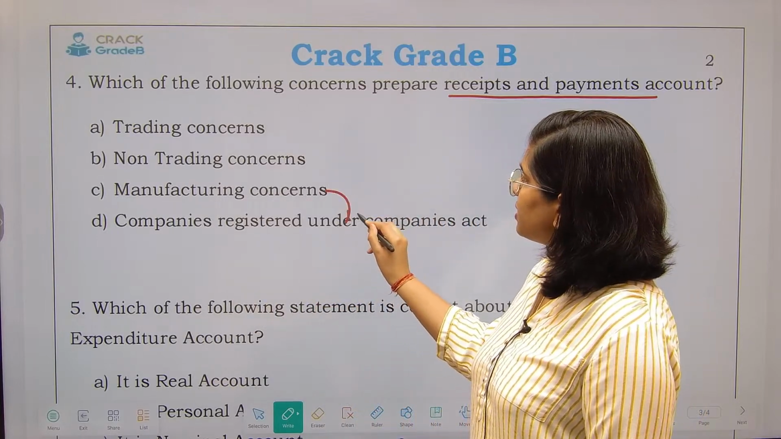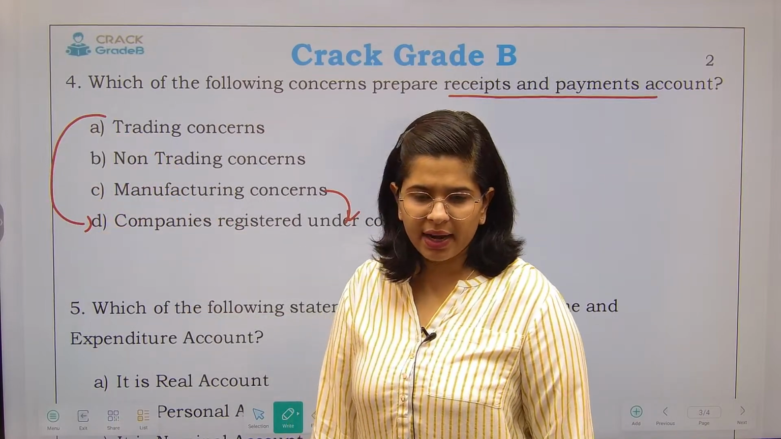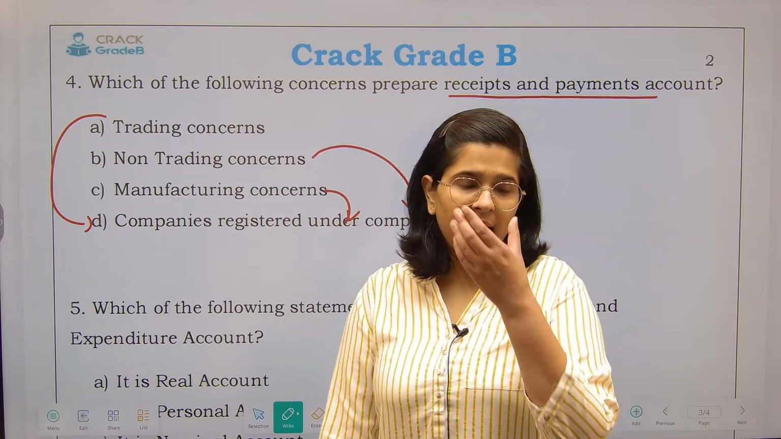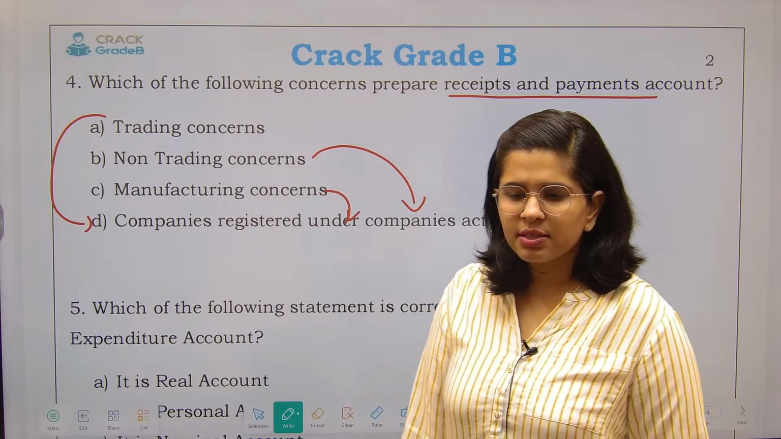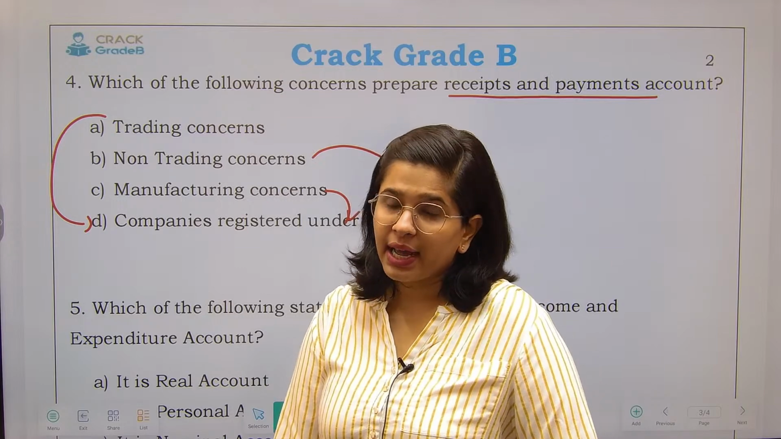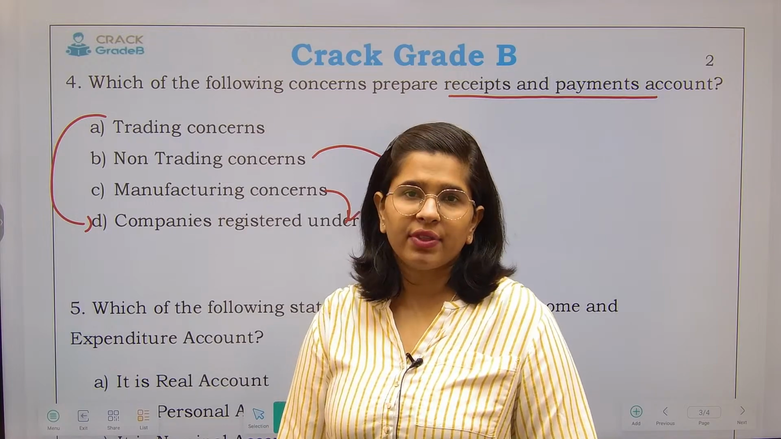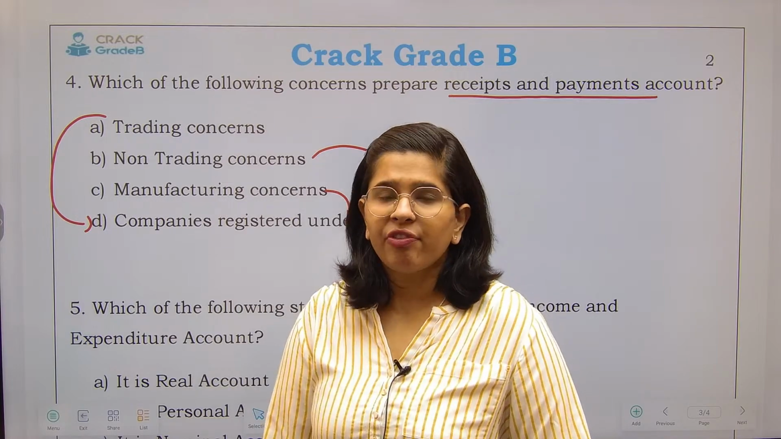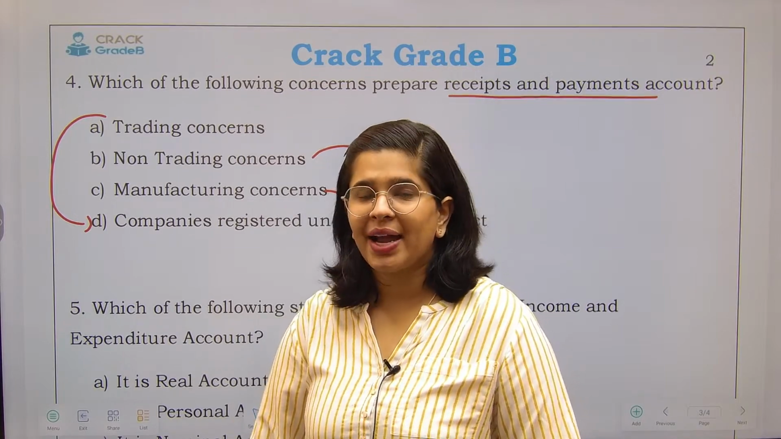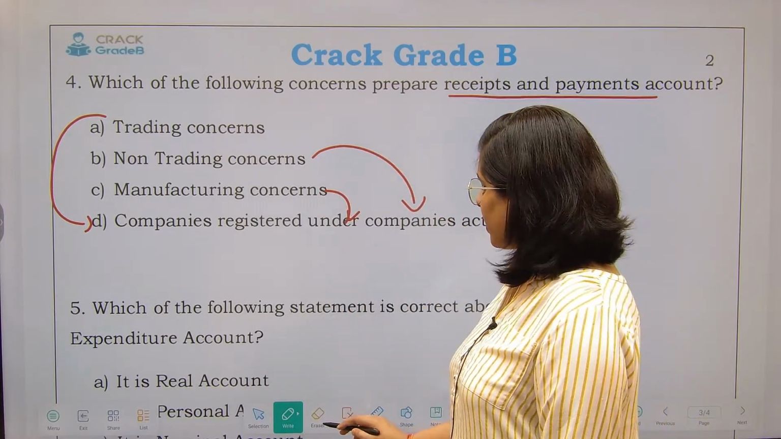So manufacturing concerns can also be registered. Trading concerns can also be registered under the Companies Act. Fine. Non-trading concerns can also be registered under the Companies Act. I have told you non-trading concerns means organizations like not-for-profit organizations. Those who work for welfare purposes, they do not have the intention of making profits. Profit making is never their intention. They just want to do the welfare. I hope you might know many such organizations, right? So these are called non-trading concerns.